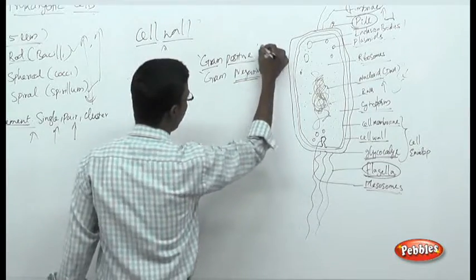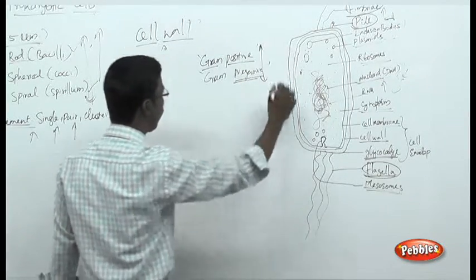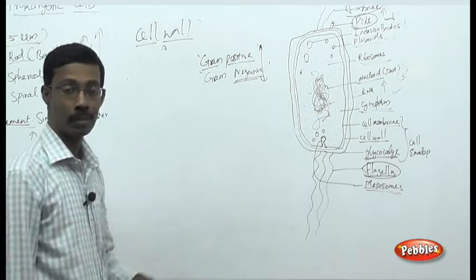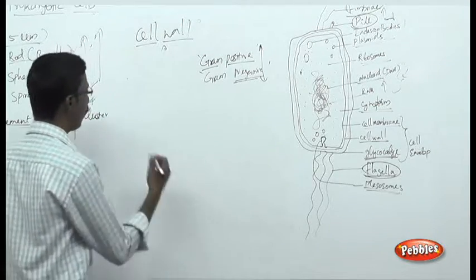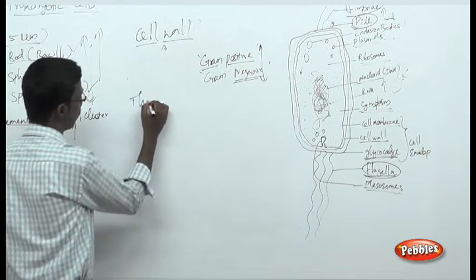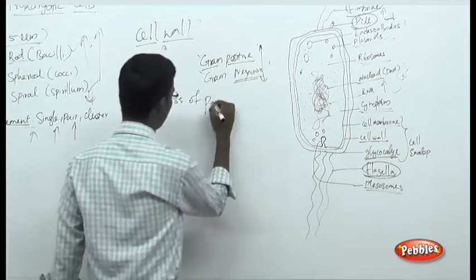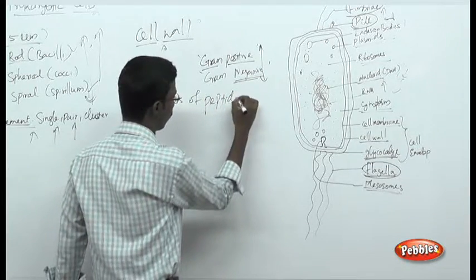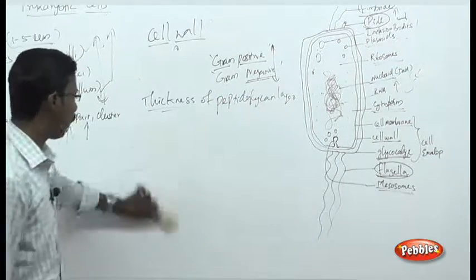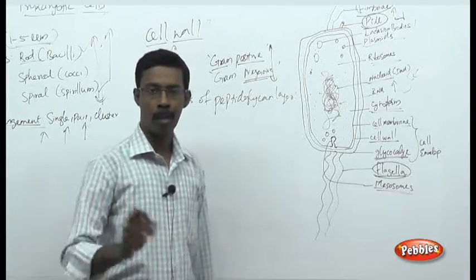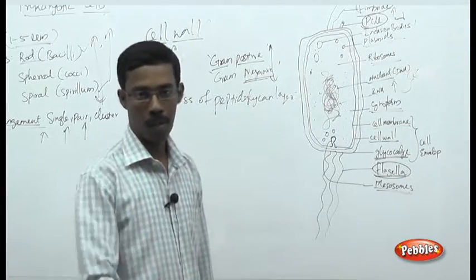But the point you have to remember, the major difference between gram positive and gram negative is the thickness of the murein or peptidoglycan layer. So how can we decide whether a particular bacteria belongs to gram positive or gram negative?